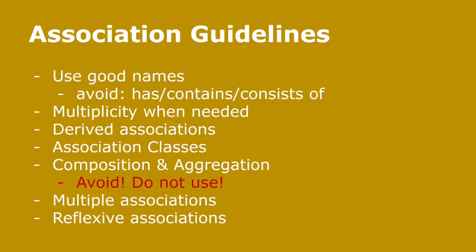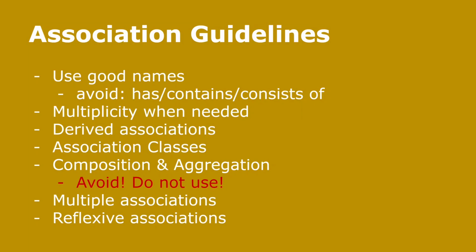Association has two cousins, or two specializations really, composition and aggregation. I would stay away from those when doing domain modeling. They just add complexity really, so stay away from composition and aggregation in the domain models.